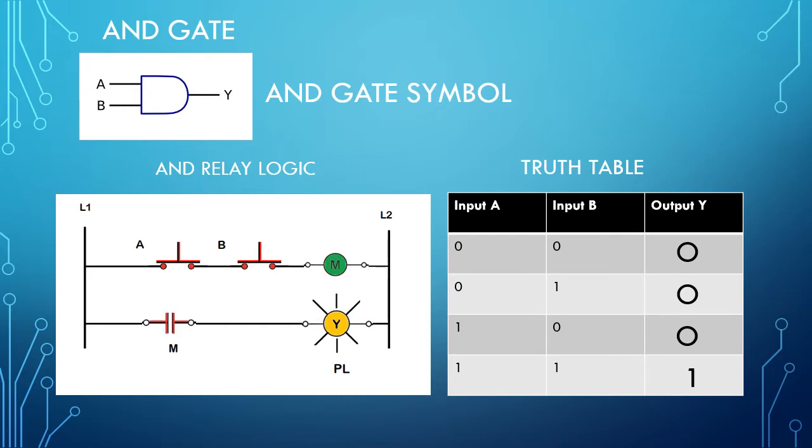But just as its name says, the AND gate, when I press A and B, I energize coil M, which closes M contacts, which turns on my yellow pilot light. So A and B equal output Y.